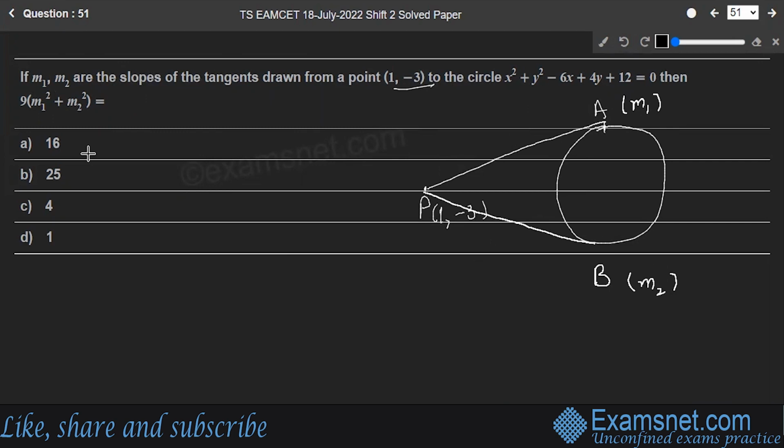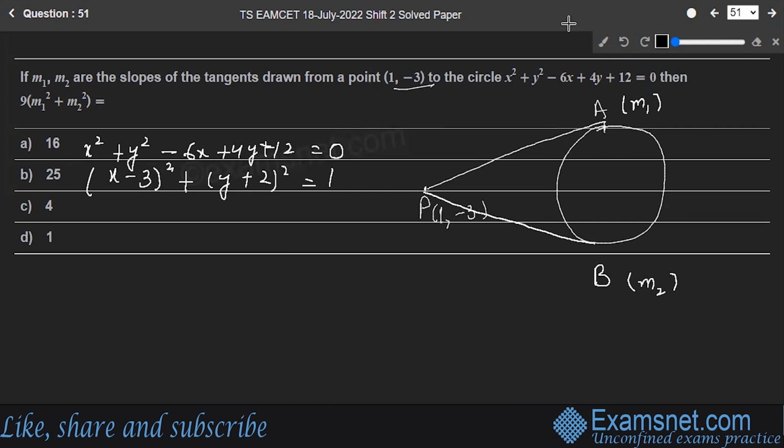Okay, let's write down the equation first. X squared plus y squared minus 6x plus 4y plus 12 is equal to 0. So let's write it in the form x minus 3 whole square plus y plus 2 whole square is equal to 1. That's by completing the squares. I hope you can do that.